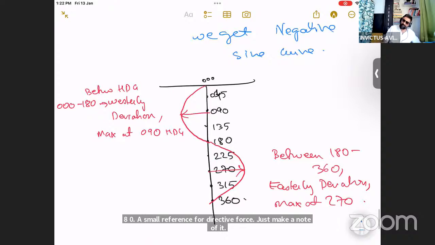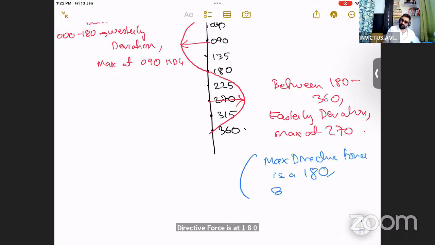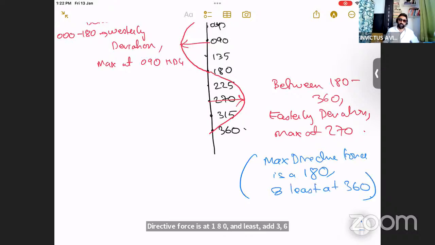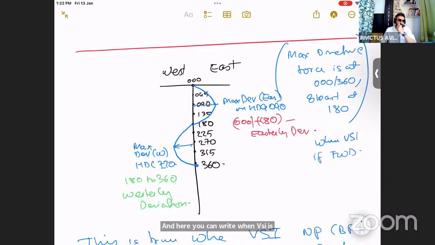And here, in this case, you will write: max directive force is at 180 and least at 360. When the VSI is aft, this is the case. When the VSI is front, the upper is the case. So in bracket, you can write when VSI is aft. And here you can write when VSI is forward. This VSI, don't confuse with vertical speed indicator, okay? VSI magnetism, always add magnetism, the keyword over here.